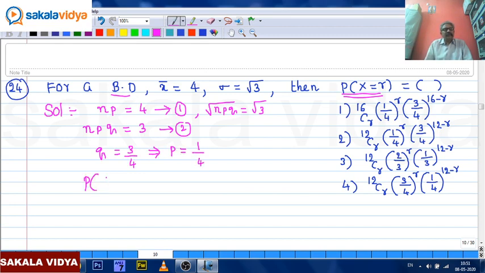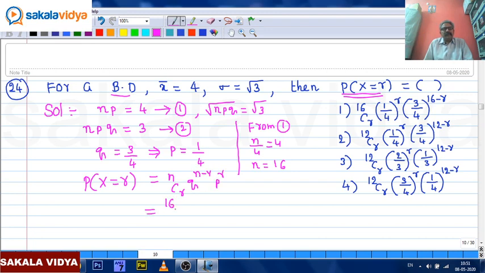Now, we need to find out P of x is equal to R. This is nothing but the concept of the binomial distribution itself. So first we need to find out n value from 1. P is equal to 1 by 4, so n by 4 is equal to 4, n becomes 16. This is the formula NCR q power n minus r p power r. N stands for 16 CR, Q means 3 by 4 whole to the power of 16 minus r, P is 1 by 4 whole to the power of r. You check which is the right option. So the first option is the right option.